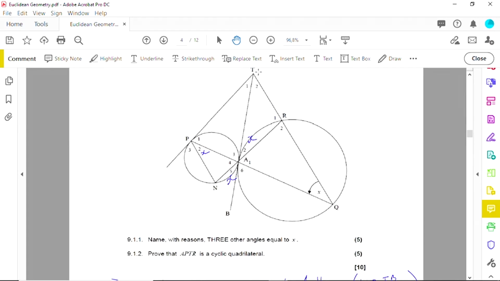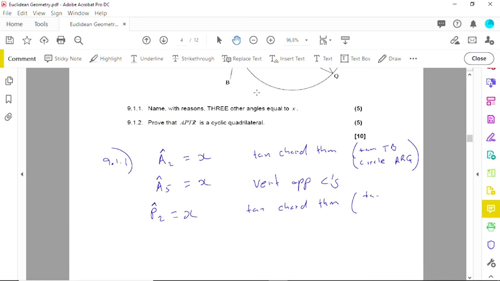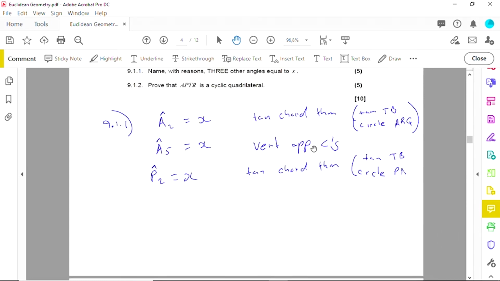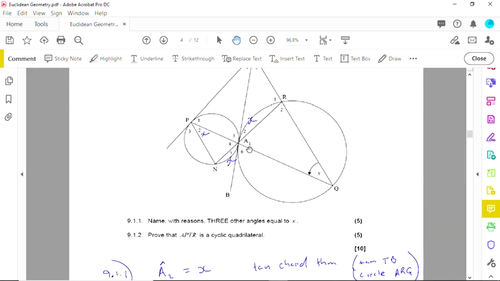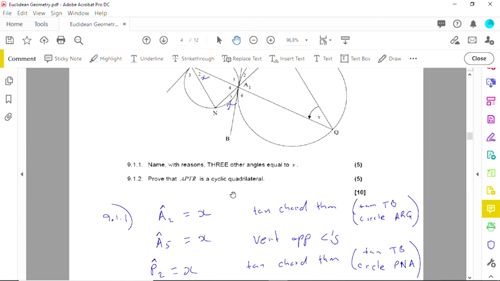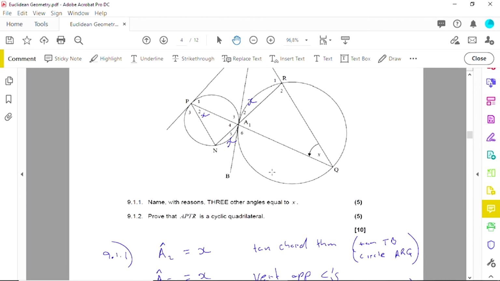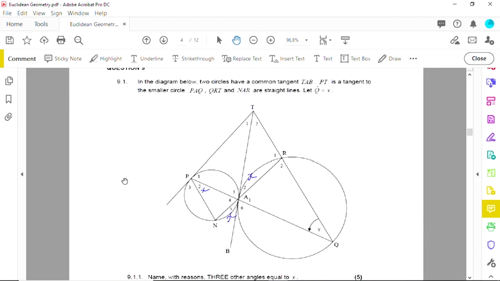Which are tangents. Again, we are using tangents TB on circle PNA. So we have the three angles that are equal to x. Now we want to prove that APTR is a cyclic quad. So we want to prove that this is a cyclic quad.